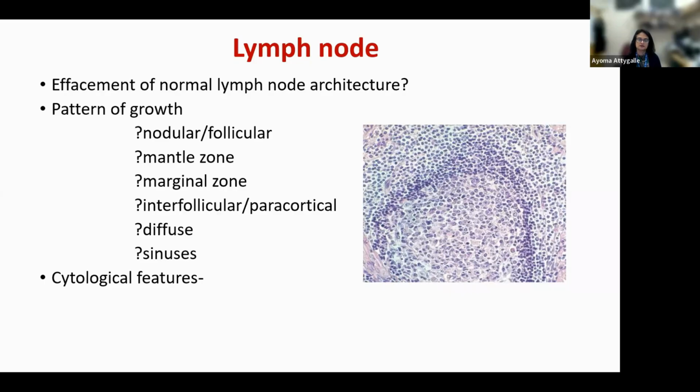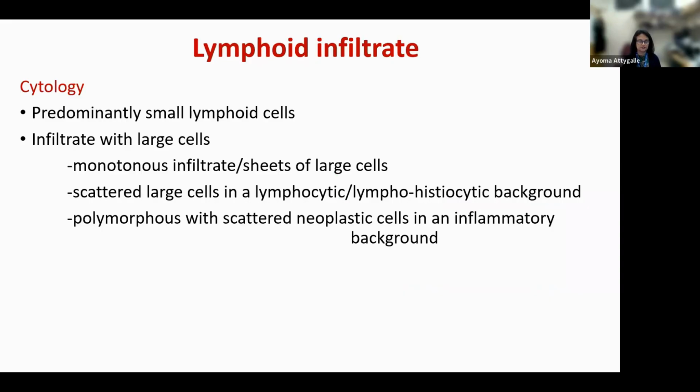And the marginal zone pattern of infiltration is what you're seeing in this image here, where you see a reactive follicle center, a well-demarcated mantle zone, and the infiltrate is outside to that, forming a cuff around the reactive follicle. Then interfollicular paracortical, is it diffuse, or are the sinuses affected? And then you move to the cytological features.